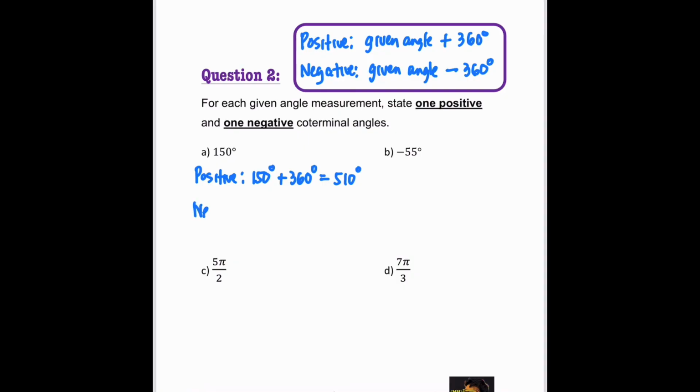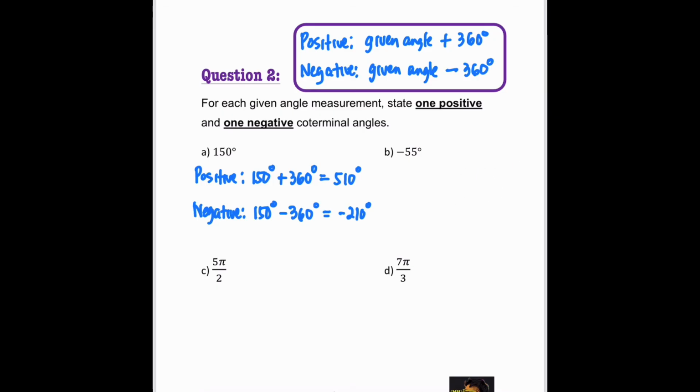Right? And for negative, we take 150, subtract 360 degrees, and it's going to be negative 210 degrees. So maybe you're questioning why we have a negative angle here. The negative sign tells us the direction. If you can recall, if the given angle is positive, then you're going this way, counterclockwise direction. On the other hand, if the angle is negative, then you'll be going this way, clockwise direction.